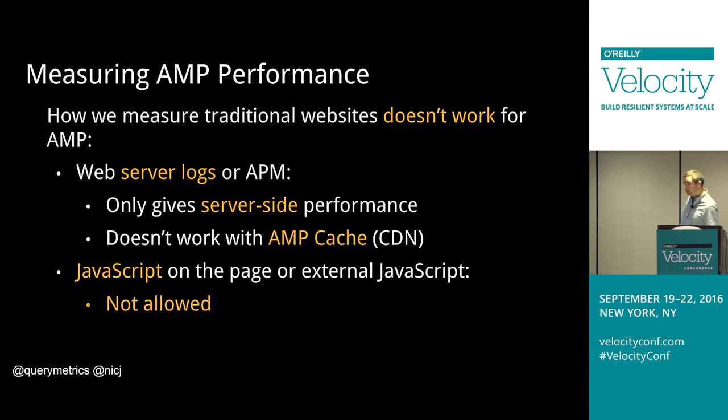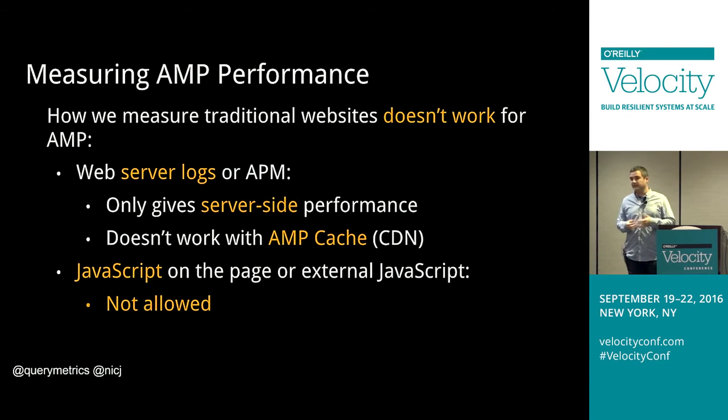Okay, so Nigel told us why AMP should be fast, right? But we should validate that. Trust but verify. How do we measure these AMP pages in the wild? There's a lot of ways to do this for traditional websites. You can do things like web server logs. That doesn't work with AMP because often the CDN is going to be serving the content, and Google's not going to give you the server logs for that.